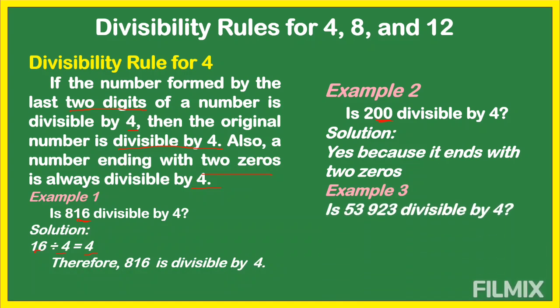Another one. Is 53,923 divisible by 4? We're going to look at the last two digits. 23. Is 23 a multiple of 4? 4, 8, 12, 16, 20, 24. 23 is not there. So, 23 is not a multiple of 4, and 23 is not divisible by 4. So, 53,923 is not divisible by 4.